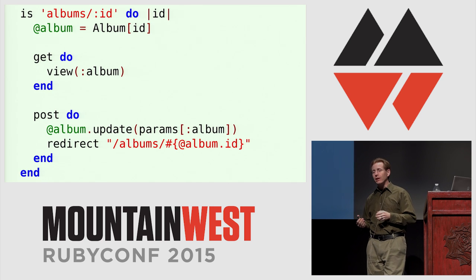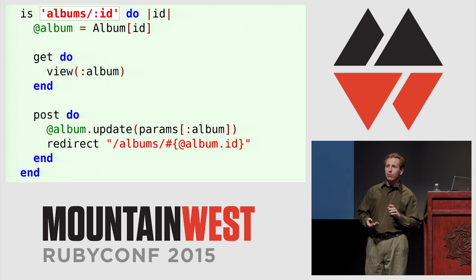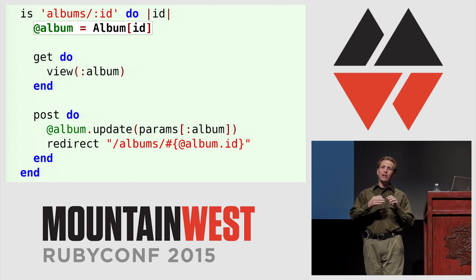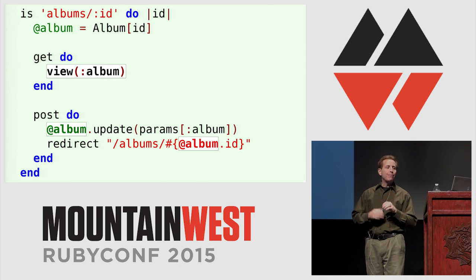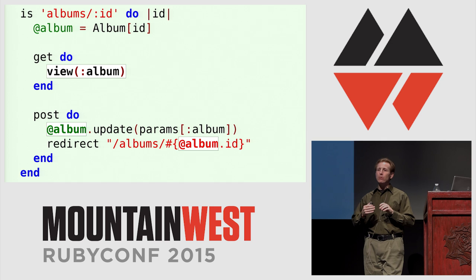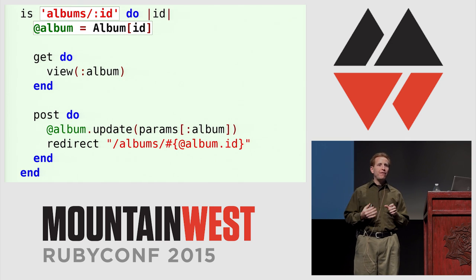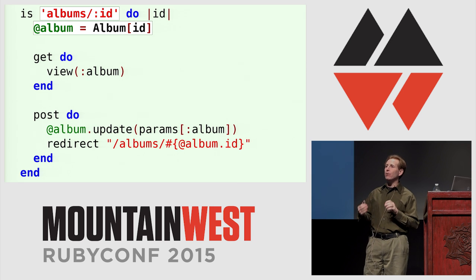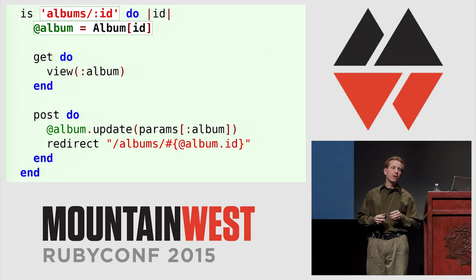Now, using a routing tree, you can simplify things. Instead of duplicating the path in both cases, it is specified once in the branch, and as soon as the branch is taken, the album is retrieved from the database. And in both the get and post routes, the album instance variable is available for use. So the primary advantage of using a routing tree is that it allows you to easily eliminate redundant code by moving it to the highest branch where all routes underneath the branch would share it.